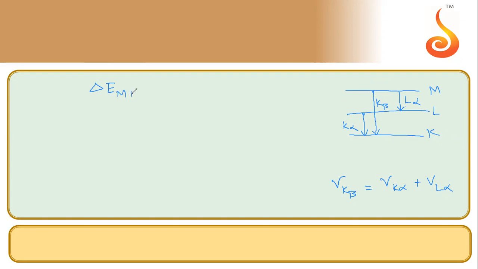Now from this diagram, can I say the energy difference between shells M and K is equal to the energy difference between M and L shells plus the energy difference between L and K. Corresponding to the energy difference between M and K, K beta X-ray line will be emitted. So it will lead to the production of K beta. Similarly, M to L will lead to the production of L alpha X-ray, and L to K will lead to production of K alpha X-ray.